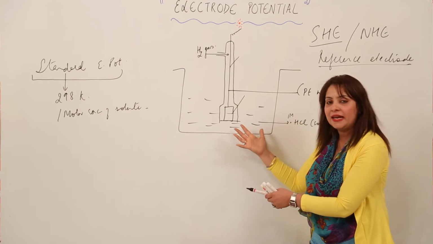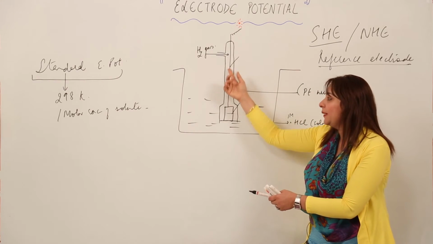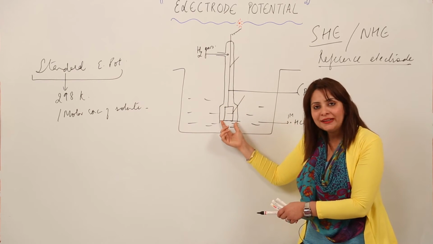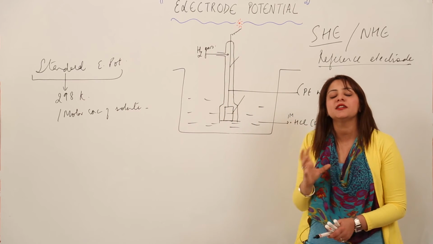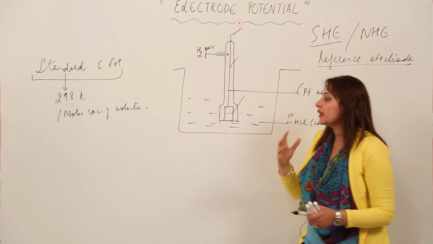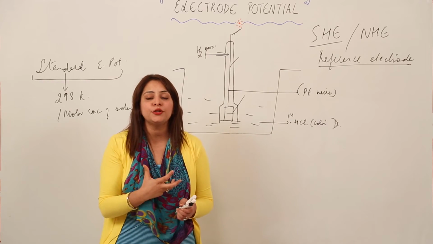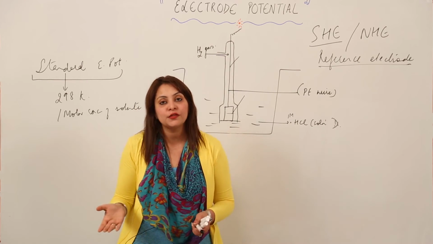Again, a beaker, 1 molar HCl solution, a platinum wire, which can also be a copper wire, a platinum foil attached, and the hydrogen gas is just bubbled through it. Now, what information is it going to give us, or what changes is it going to show when it is connected to any kind of cell?